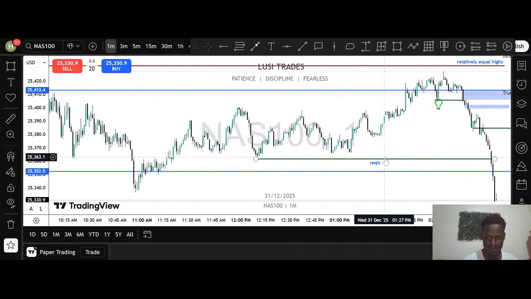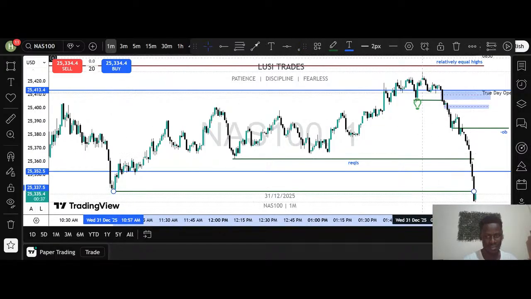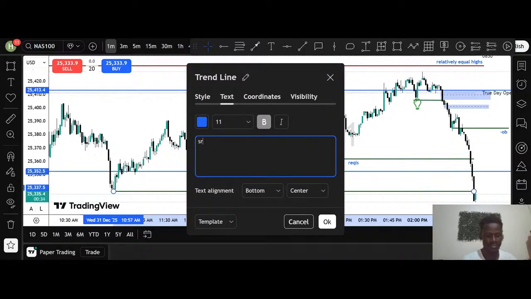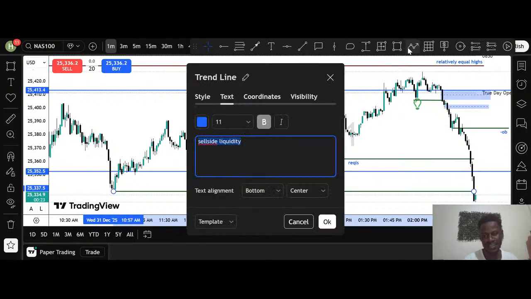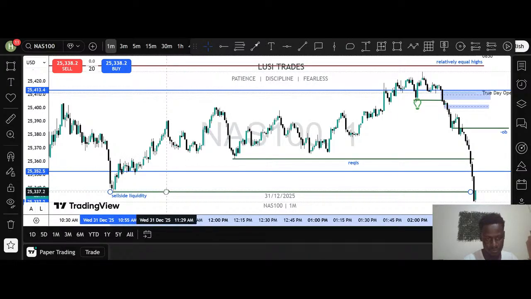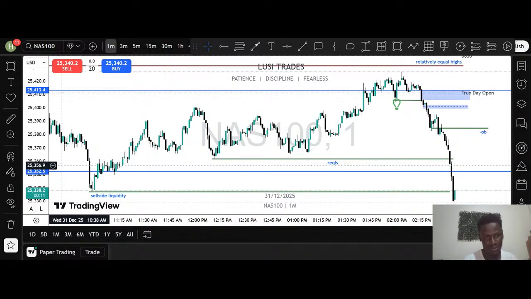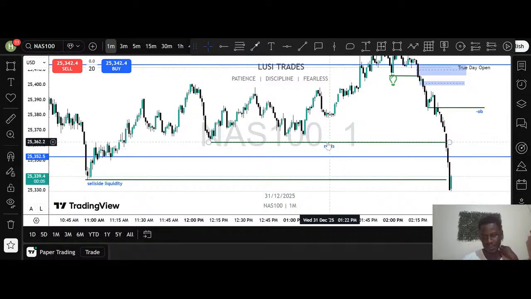So we have again taken out this low. This is great, this is nice. Guys, this is textbook delivery. This is sell side liquidity. Imagine you could only come to the marketplace looking for this one pattern each and every single day. Relatively equal lows taken out.